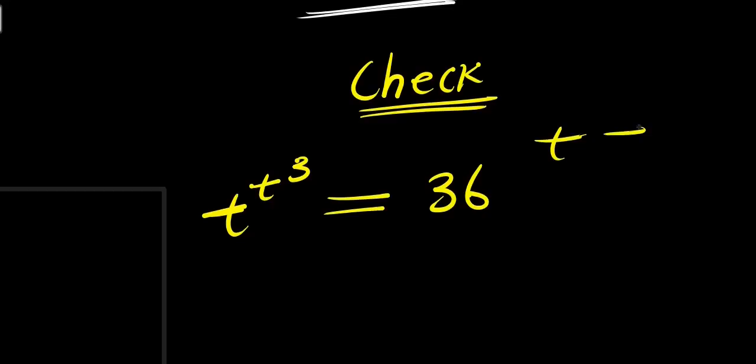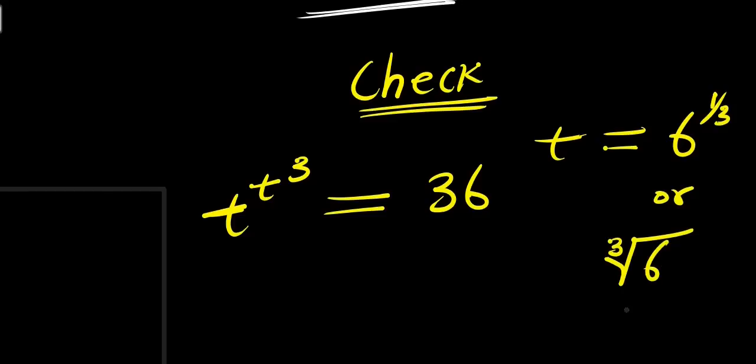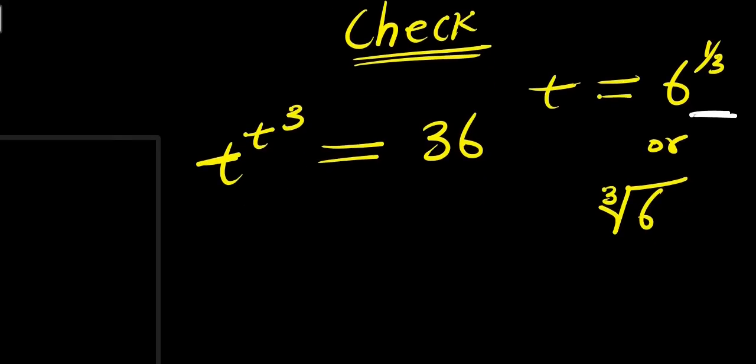Now the next thing we are going to do is to check as usual. So we check if that answer will satisfy that equation. Remember, we have t power 3 equals 36, and our t equals 6 power 1 over 3, or cube root of 6. So we are going to insert 6 power 1 over 3 wherever we have t right here. So we have 6 power 1 over 3.